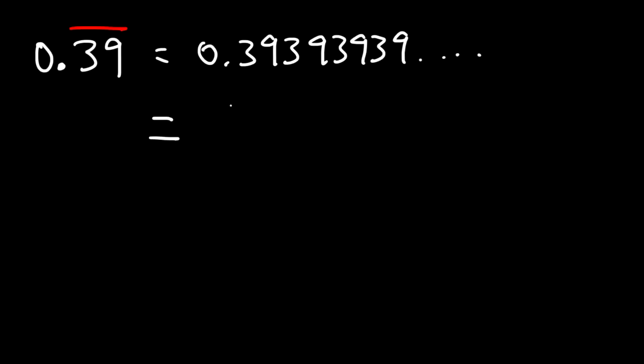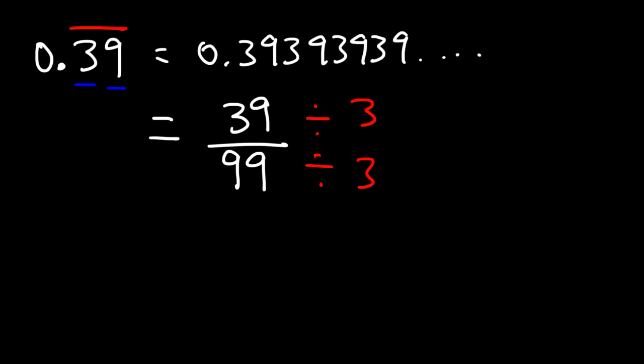So this is going to be 39 divided by 99. Since we have two numbers to the right of the decimal point, we need to divide it by 2 nines instead of 1. Now, our next step is to reduce the fraction. So we can divide both numbers by 3.